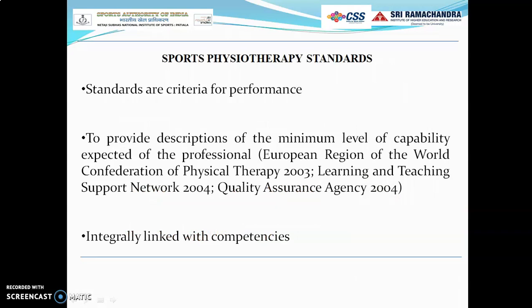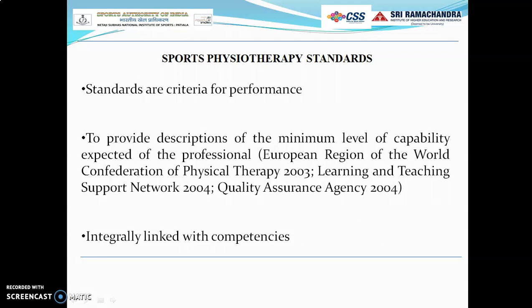Now, let's move on to sports physiotherapy standards. So, what do we mean by sports physiotherapy standards? Standards have been written to describe the specific ability and behavior of a sports physiotherapist in a defined context. That means standard.